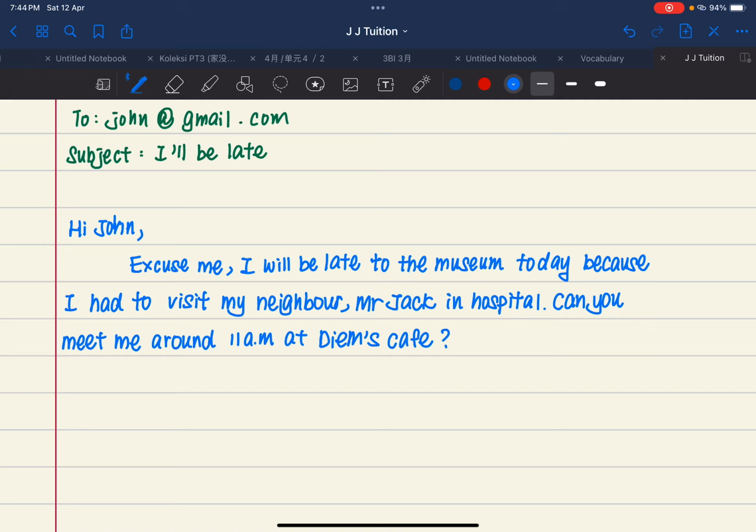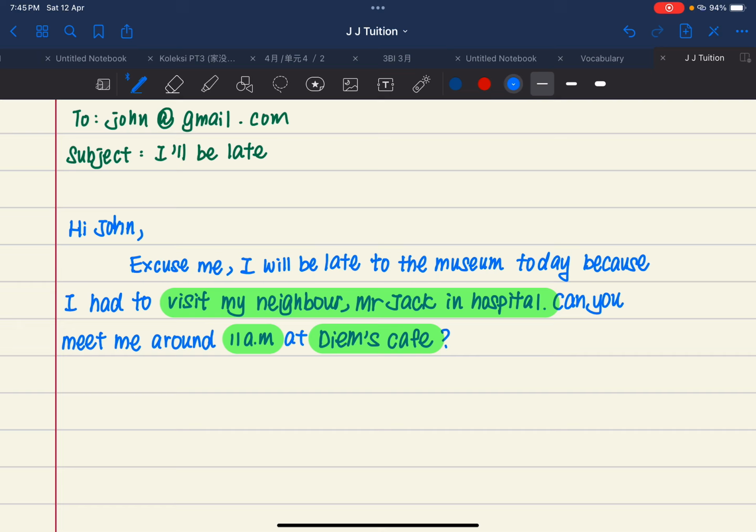So in the second sentence, we already mentioned the time, we already mentioned the place. So until now we already answered the three points that the questions require us to answer. The first one is I had to visit my neighbor. Our second point, we answer 11 a.m., when. And then the third point, Dim Cafe, for example, so we already answer the location where he should meet you.